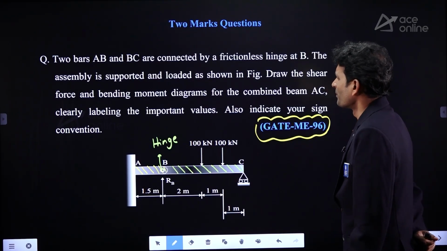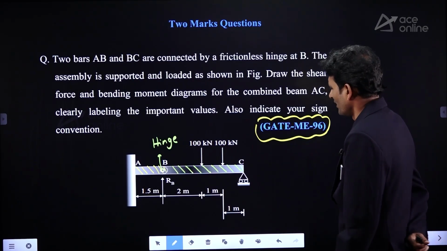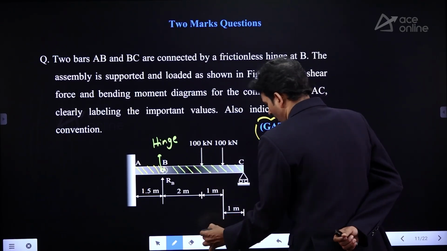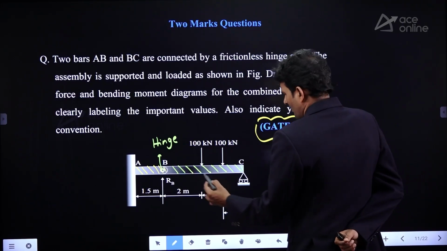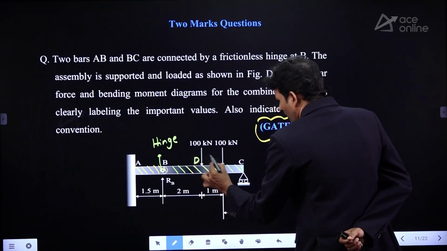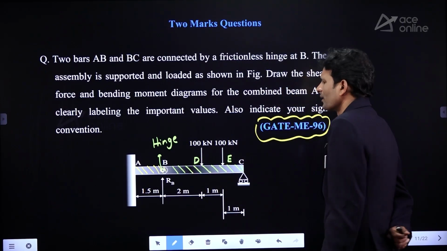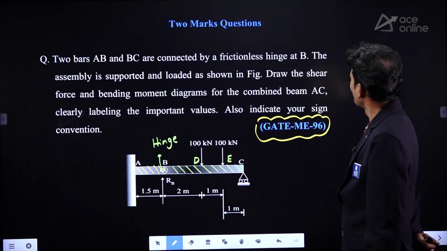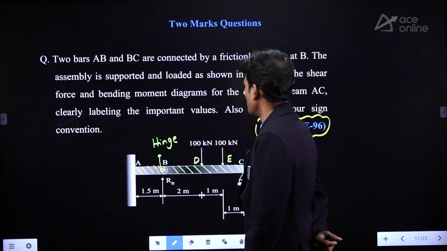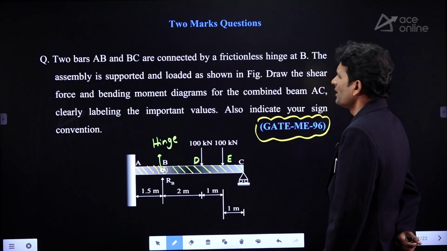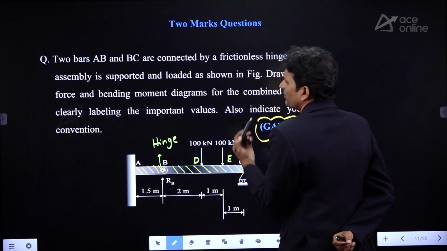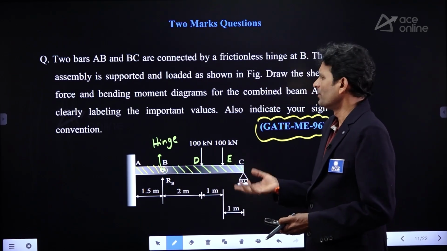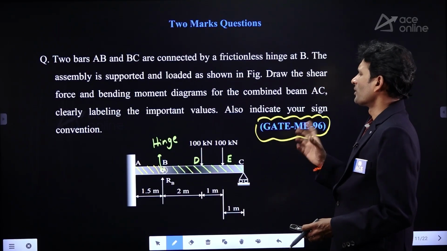The assembly is supported and loaded as shown in the figure. Here at this point we have 100 kilonewtons. At this point again we have 100 kilonewtons. Let me mark this as point D and this as point E. At these 2 points we observe point loads of 100 kilonewtons each. Draw the shear force and bending moment diagrams for the combined beam AC. So, for this internal hinged beam, we require the SFD and BMD, clearly labeling the important values.